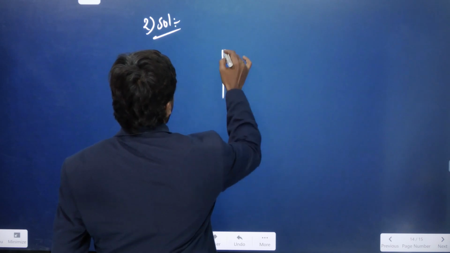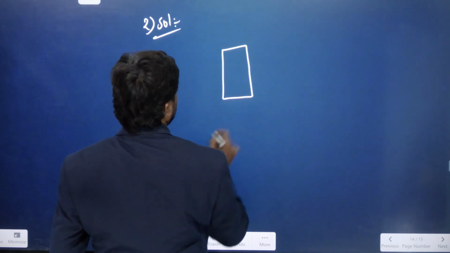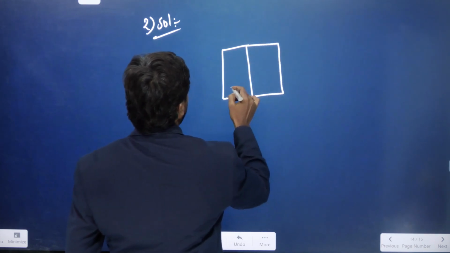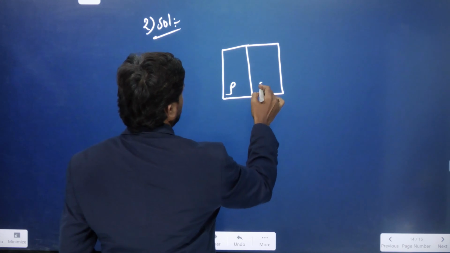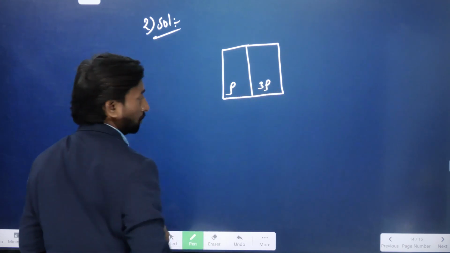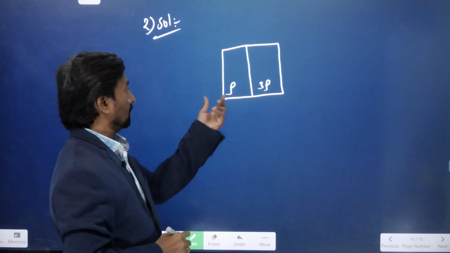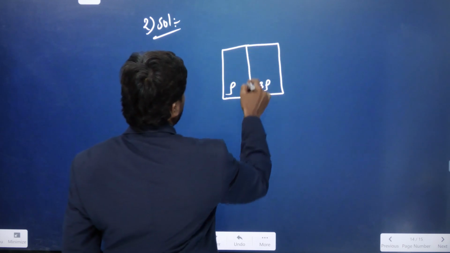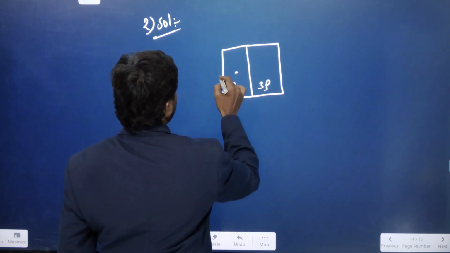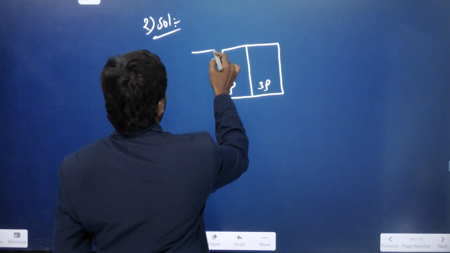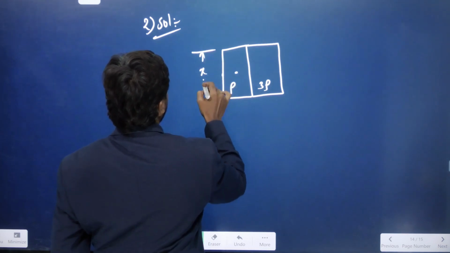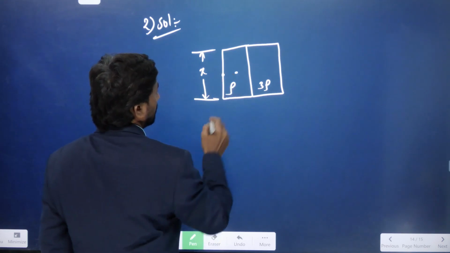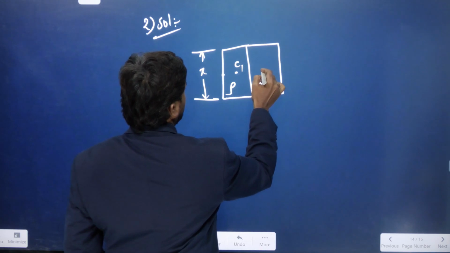See, 2 plates are given, connected to each other. One is made up of a material of density rho, and the other is made up of density 3 rho, 3 times the initial density of the material. Now, the midpoint, the center of mass: it is a regular shaped body, so the center of mass will be at the center here, and the origin is given, and this distance is given. Let us consider the height of the first rectangular plate. We can consider this as C1, and here it is C2.